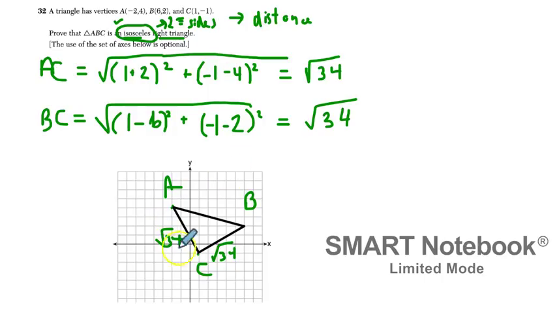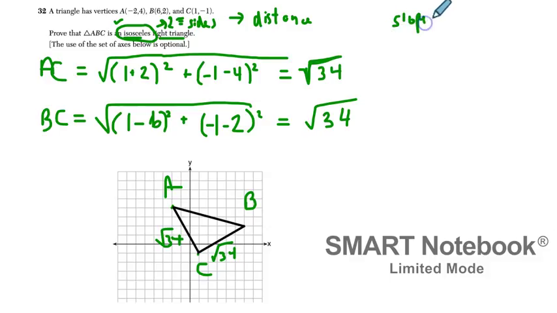Or you can use the distance formula on all three sides and then show that the Pythagorean theorem works. So show that if you plug each side length into a squared plus b squared equals c squared, that the Pythagorean theorem works, because the Pythagorean theorem only works in right triangles. So if the Pythagorean theorem works, then this has to be a right triangle. I'm going to go with the slope method. It's my preferred method for right triangles.